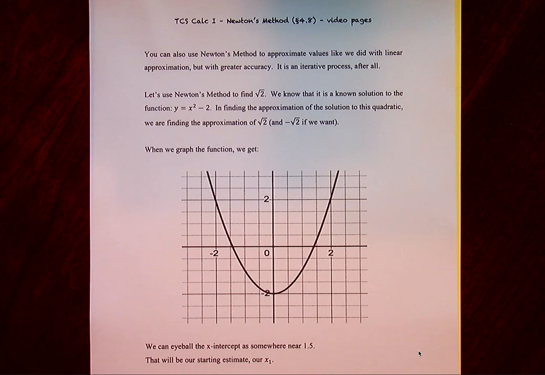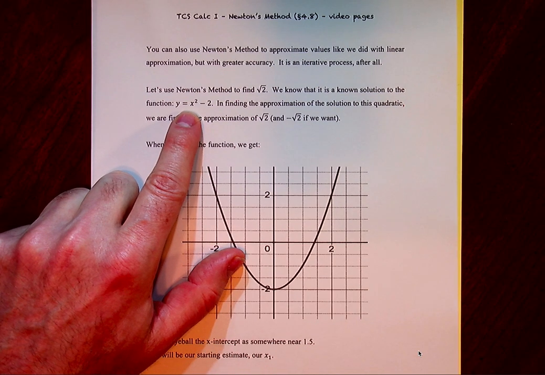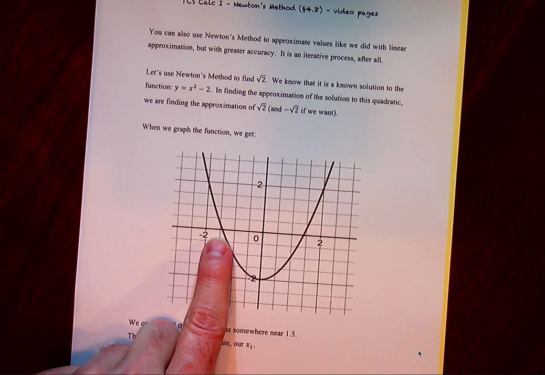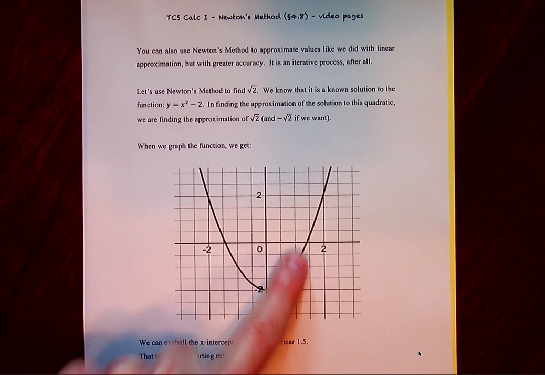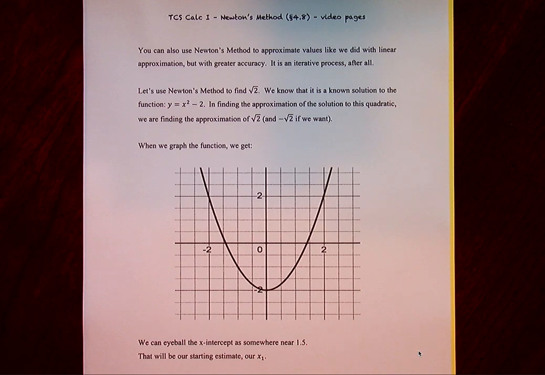So what we're going to do is go from root 2, back into y is equal to x squared minus 2, and use Newton's method to find one of the zeros. Now you only need to find one of the zeros here because, of course, this function is even and there's symmetry, and this zero over here is simply the negative of that, and you can see that graphically as well as numerically and analytically.